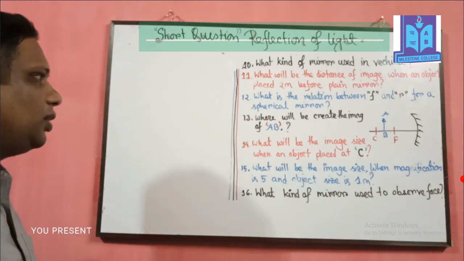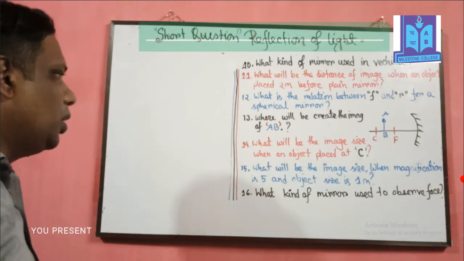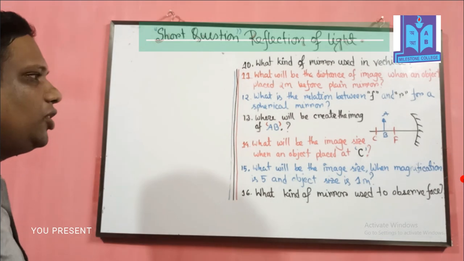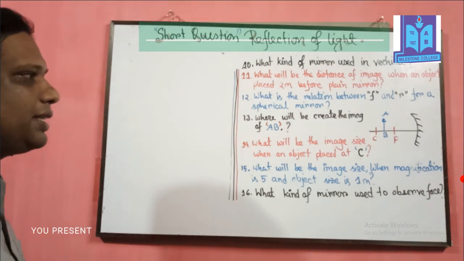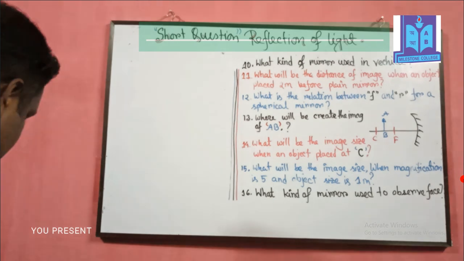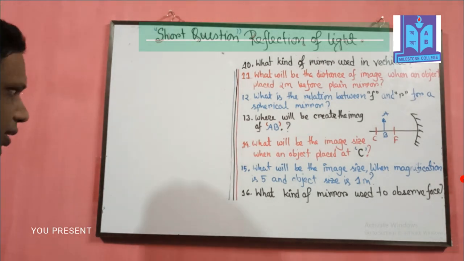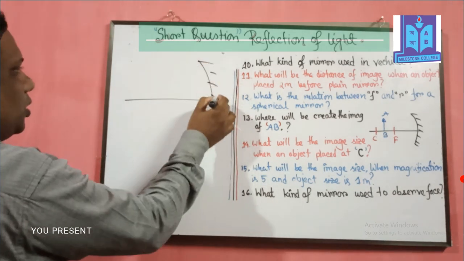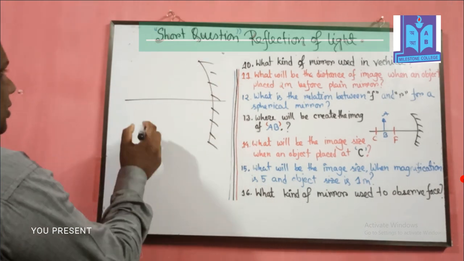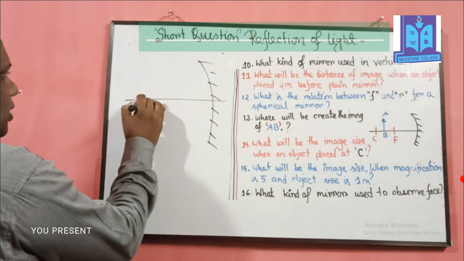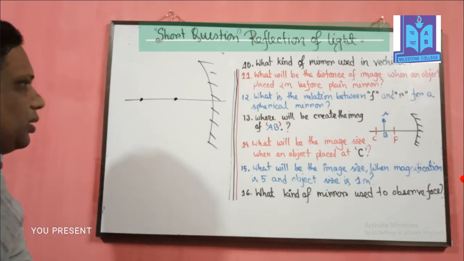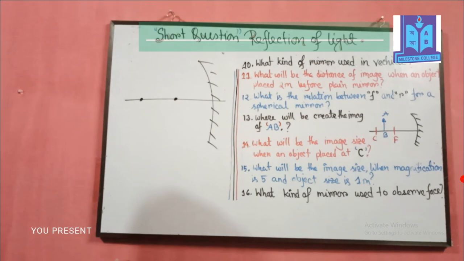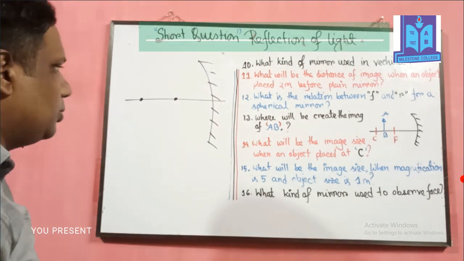Question number 14, what will be the image size when an object placed at C? My dear student, this is also a figure we have to draw and put the figure with geometric equation, which is f is equal to r by 2.